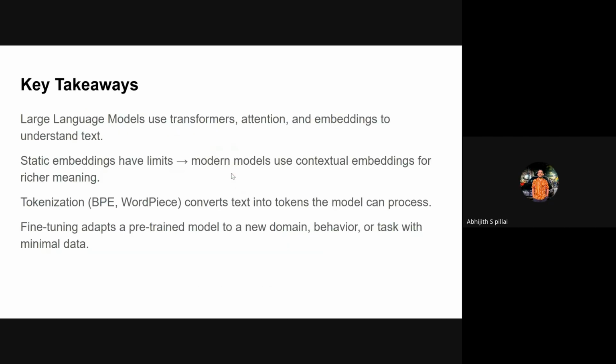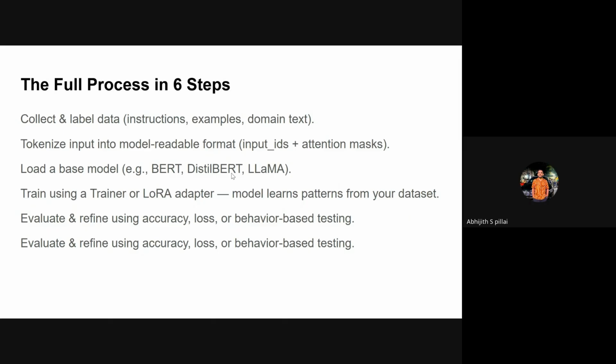Okay, so based on this entire session, you can see that large language models use transformers, attention and embeddings to understand text. Static embeddings have limits. Modern models use contextual embeddings to capture richer meaning. For tokenization, we are using word pieces or byte pair encoding. I already showed how it works, and the full processing is a very simple step.